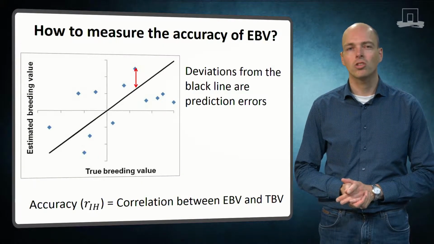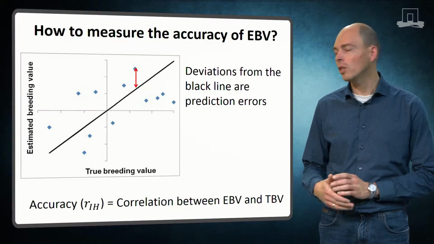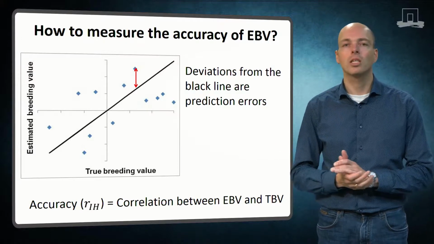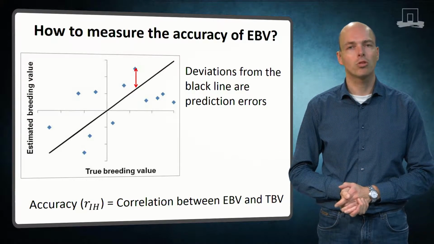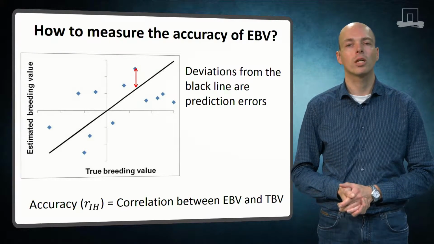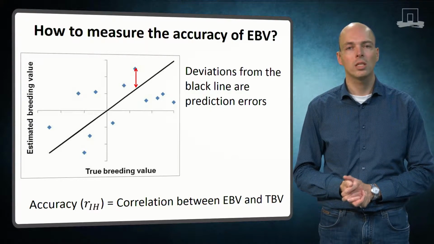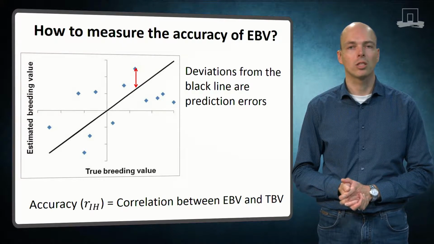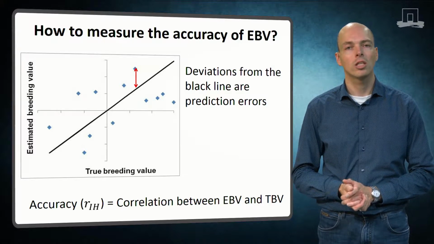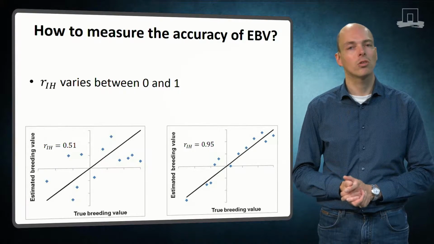So the first question is, how can we measure the accuracy of estimated breeding values? This figure shows that the estimated breeding values deviate from the true breeding values, the so-called prediction errors. To measure how close the estimated breeding values are to the true breeding values, we can use the correlation between estimated and true breeding values. This correlation is called the accuracy and denoted as r_IH. The accuracy can vary between 0 and 1.